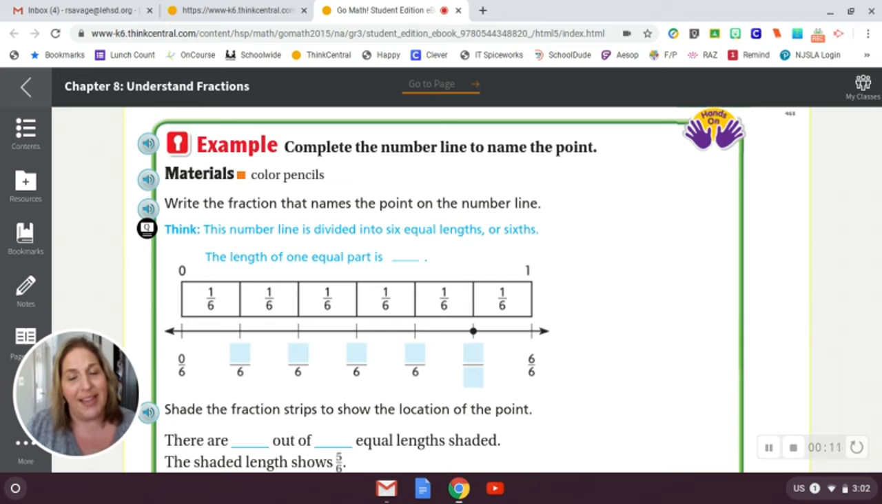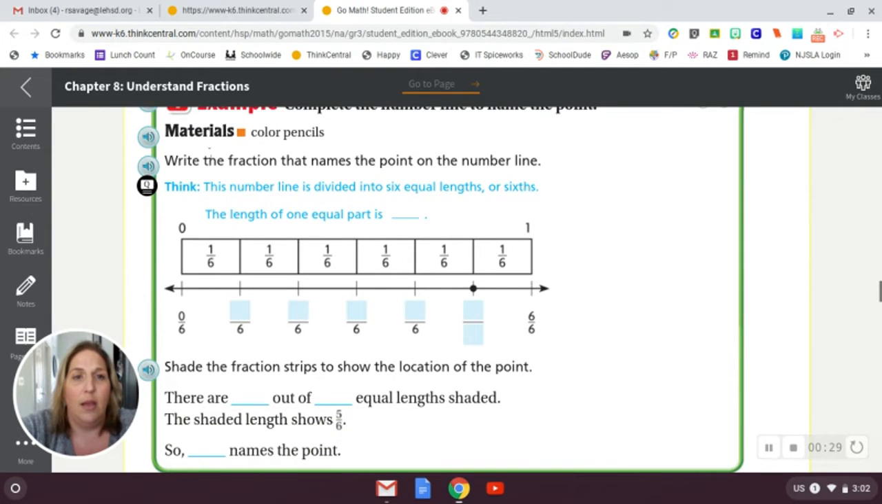This is something we did in class before we left school, but that's about a month ago at this point. So I wanted to review it. We're going to do this little review, and then you have an assignment on Think Central to practice this. Okay? So we're going to complete the number line to name the point.